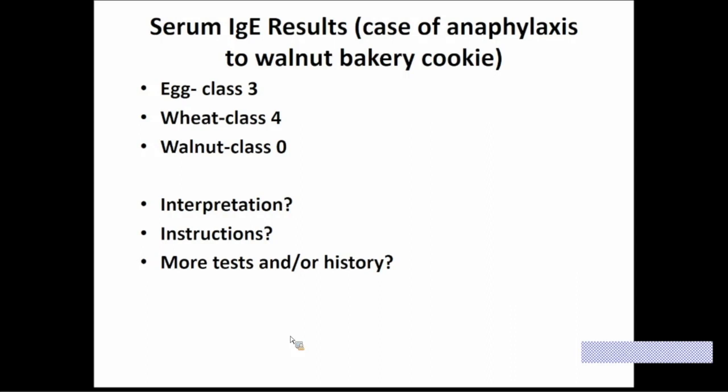So blood tests were done and someone checked off a panel, which we don't like to happen, but happens. And there were some tests done to all of the foods that were in that cookie, including egg, wheat, which was the highest number, and the walnut was negative. So what kind of questions might we ask or think about now? It's not matching our expectation. We expected a positive to walnut.